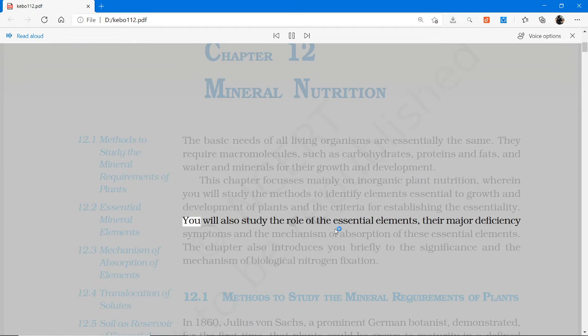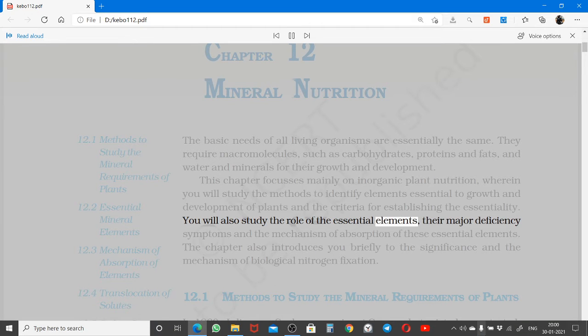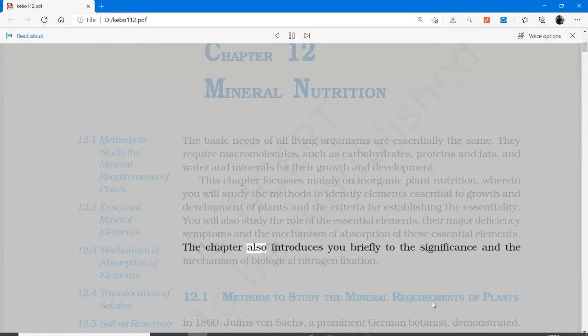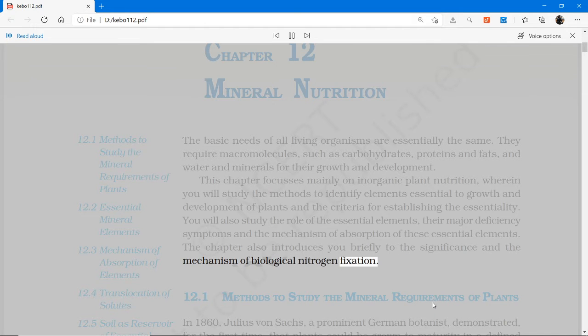You will also study the role of the essential elements, their major deficiency symptoms and the mechanism of absorption of these essential elements. The chapter also introduces you briefly to the significance and the mechanism of biological nitrogen fixation. 12.1 Methods to study the mineral requirements of plants.